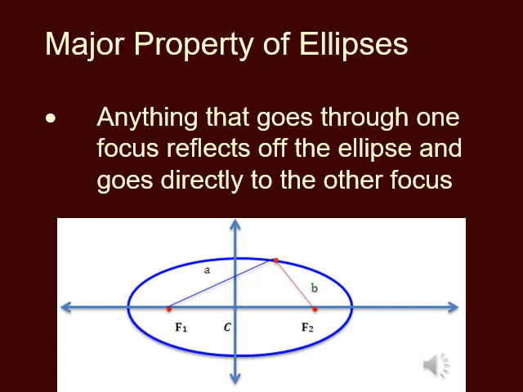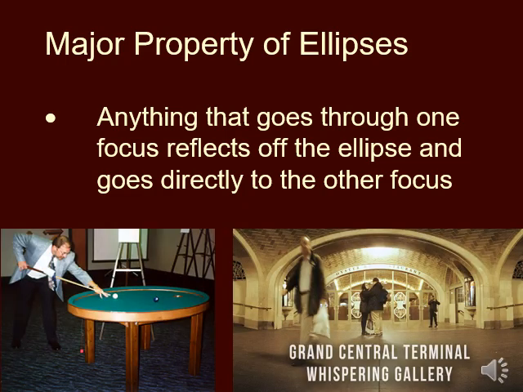There is a really important property of ellipses that's used in a variety of ways. It says that anything at all that goes through one focus will reflect off the ellipse and go straight to the other focus. That's kind of an odd property, and ellipses are the only time that's ever true. Here's a couple of things that show you how that property works.